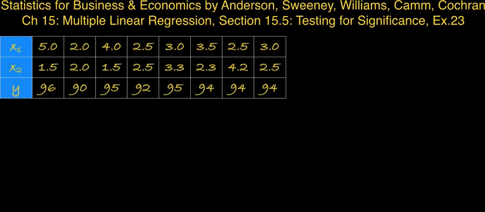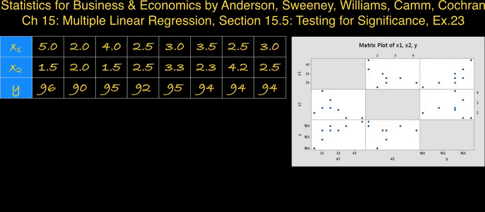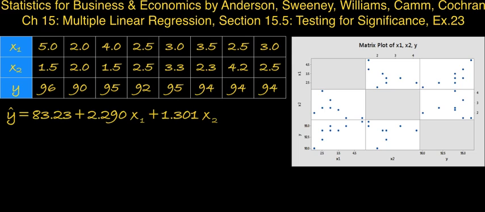So this is the Showtime movie theater example again, where X1 is television advertising in thousands of dollars, X2 is newspaper advertising in thousands of dollars, and Y is the weekly gross revenue, also in thousands of dollars. And this was the matrix plot showing all the data, and this is the estimated regression equation with X1 and X2 in the model.